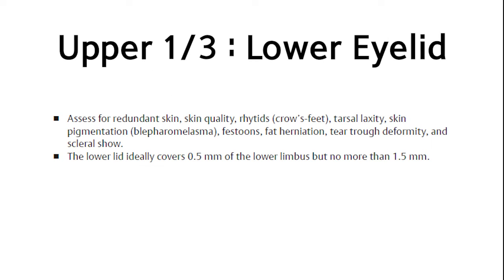Going on to the lower eyelid, we should assess the redundant skin quality, rhytids, crow's feet, and tarsal laxity, skin pigmentation, also known as blepharomelasma, festoons, fat herniation, tear trough deformity, and scleral show. The lower eyelid ideally covers 0.5 mm of the lower limbus, but no more than 1.5 mm.